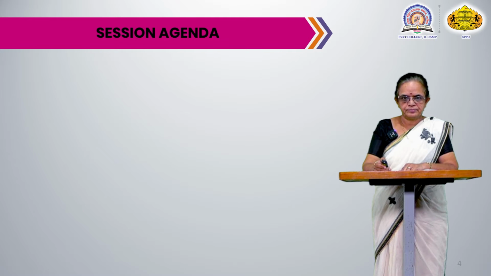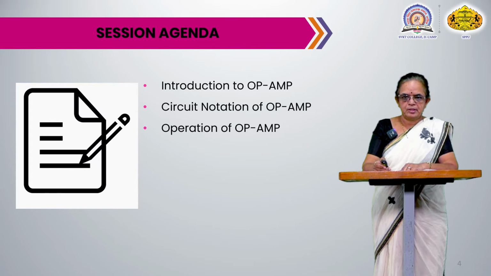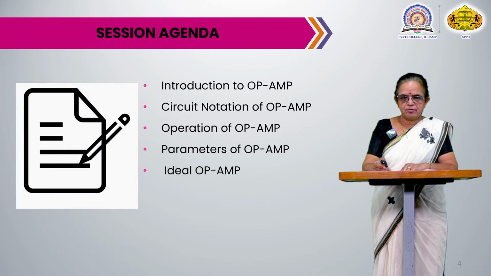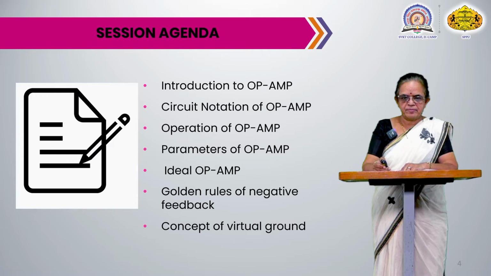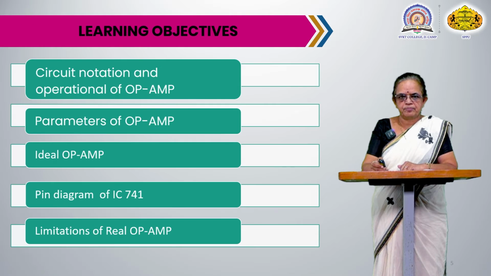Session agenda. Today we will see the introduction to op-amp, circuit notation of op-amp, operation of the operational amplifier, parameters of op-amp, ideal op-amp, golden rules for negative feedback, the concept of virtual ground, and limitations of the real op-amp. Learning objectives: circuit notation and operation of op-amp, parameters of op-amp, ideal operational amplifier, pin diagram of IC 741, and limitations of the real op-amp.